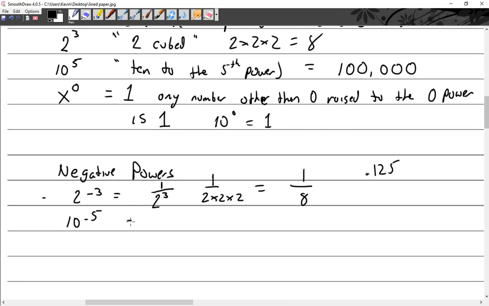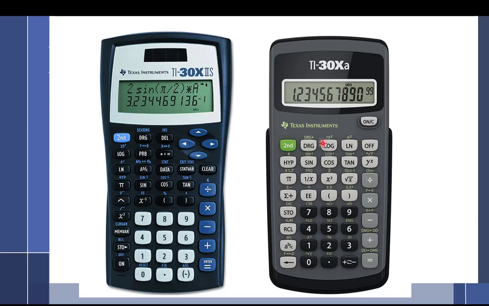Can you show how it's on the calculator? Which buttons? Yeah, I'll show you which buttons to do. Okay, so let me go to this one over here. Which calculator do you have? You have this one here on the right. So that one would be 10 to the negative 5th. Okay, so it's 10, then this button right here, y to the x. Then you're going to hit 5. Then you're going to hit this negative key. Then equals.